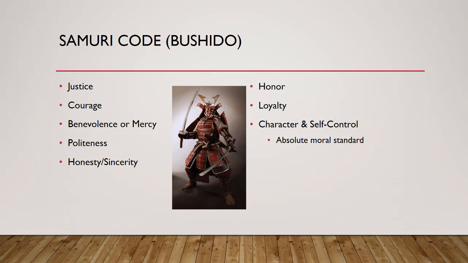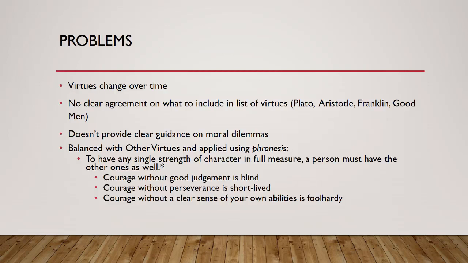The samurai code, also called Bushido, that's the code they followed, had these 8 virtues of justice, courage, benevolence or mercy, politeness, honest sincerity, honor, loyalty, character, and self-control. And to them, these were absolute moral standards. They defined right versus wrong for their society. And if you violated this particular code, the penalty was pretty severe. You had to commit ritual suicide. And they did that, again, as part of their honor.